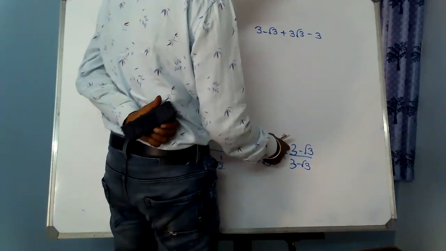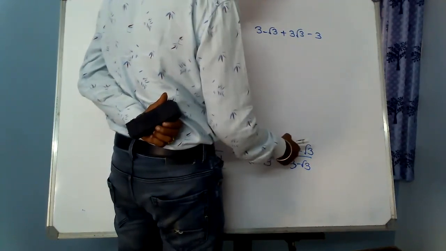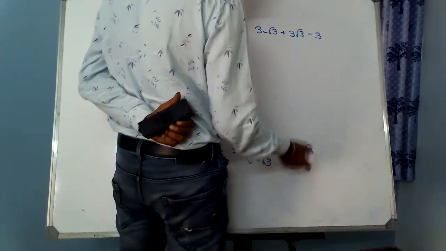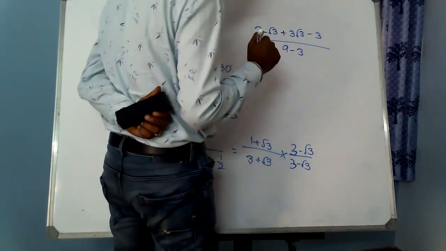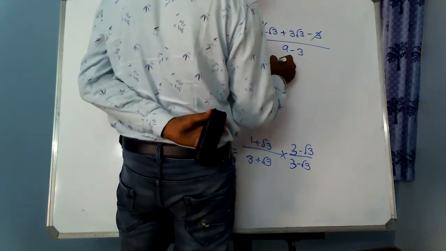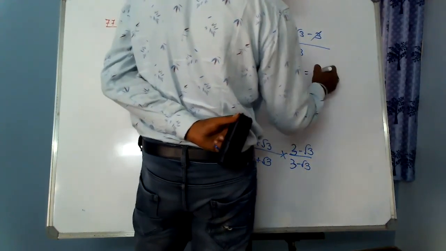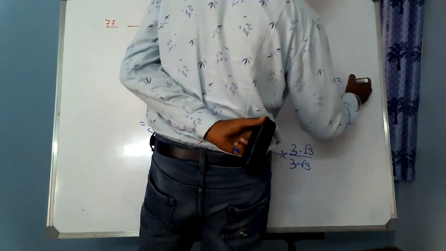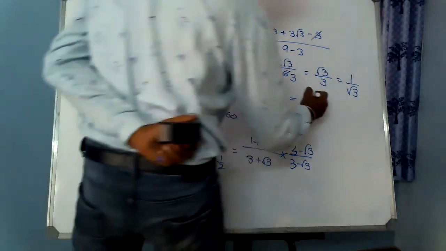1 plus root 3 when multiplied with 3 will give me 3 plus 1 multiplied with this, so 3 minus root 3. Root 3 multiplied will give me 3 root 3 minus 3, and down I'll get 9 minus 3, that is 6. So the top 3 and this got cancelled. 3 root 3 minus root 3 is 2 root 3 divided by 6. It gave me root 3 by 3, which is nothing but 1 by root 3. Okay, 1 by root 3 is tan 30 degrees. That is, tan A by 2 is your right answer.